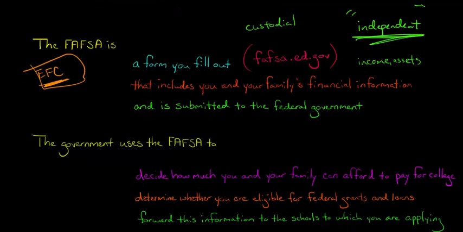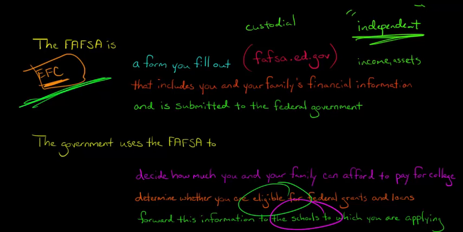So basically the FAFSA is going to ask you questions that are going to determine your eligibility and your EFC, which is going to be part of this thing called a student aid report that is going to be sent out to the schools to which you're applying. Each school has what's called a federal school code. So there's some number associated with that school.